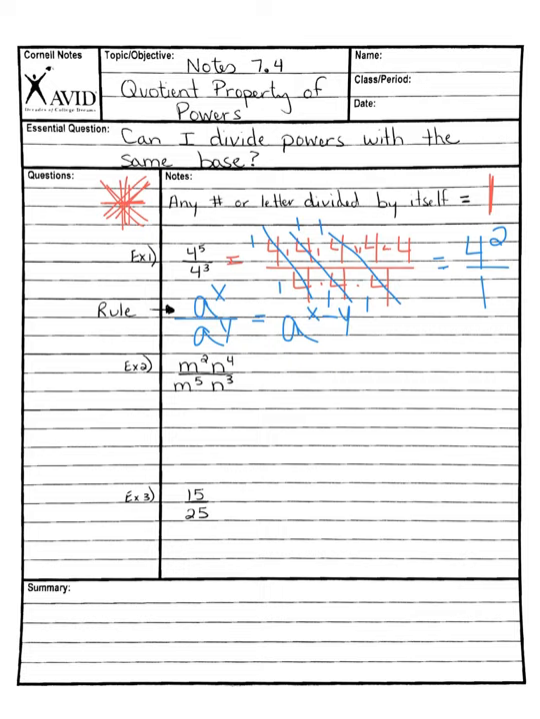Let's try using the rule here. I love writing these out, but let's try using the rule to simplify these. I'm going to actually do this both ways. Let's start by writing it out. So I have m times m, n, n, n, and n, divided by 5 m's, 3 n's.